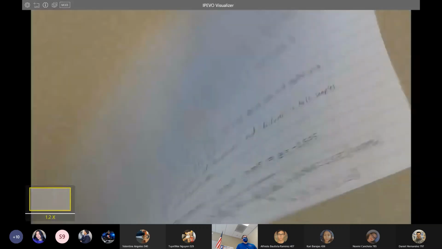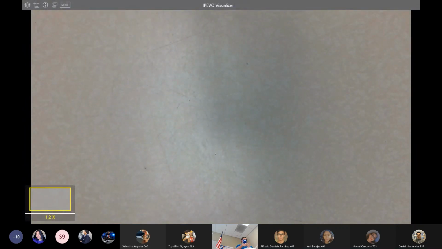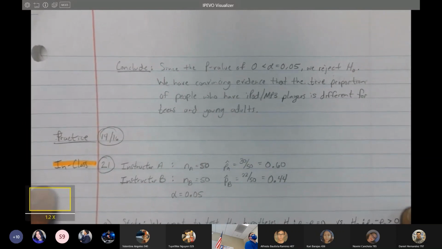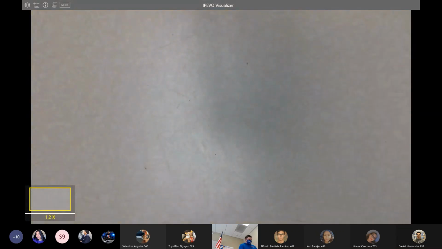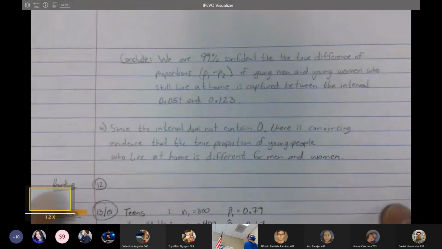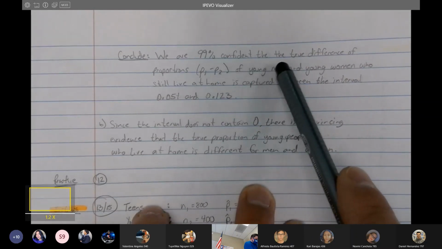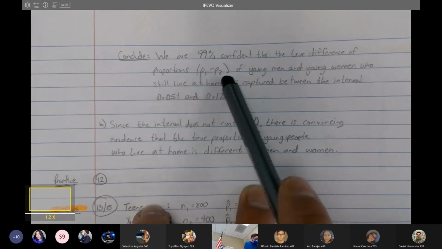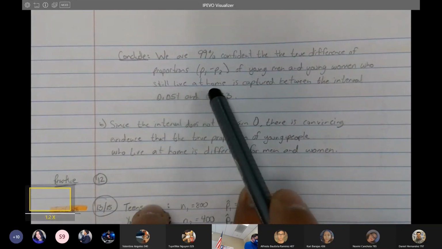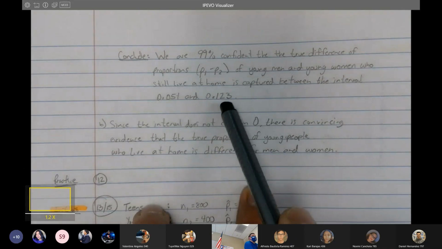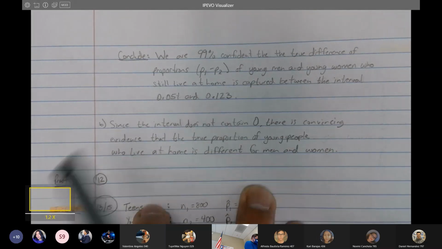And then lastly, we conclude. Wait, wrong conclusion. That's the right one. We are 99% confident the true difference of proportions P1 minus P2 of young men and young women who still live at home is captured between the interval 0.051 and 0.123, so between 5.1% and 12.3%.